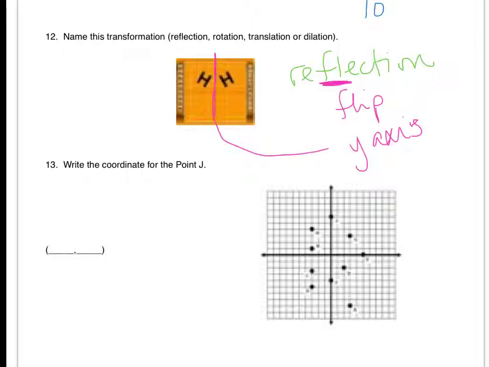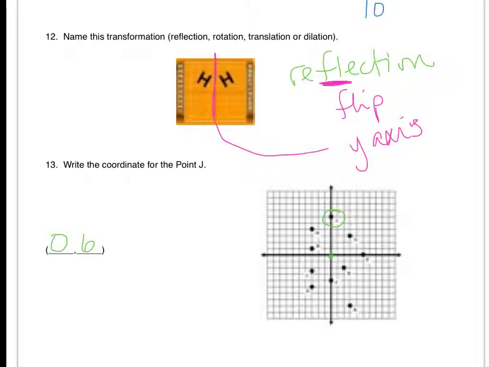Write the coordinate for point J. Mine is almost impossible to read, but I know that this point right here is point J. So I always start at the origin, and then I ask myself, did I have to move left or right at all? To get to point J, I actually didn't move left or right at all, so I have 0. And then to get to point J, I have to go up, which means it's going to be positive, and I had to go up 6 places. So it's really hard to count on here, but it's 1, 2, 3, 4, 5, 6, and that's how I got that.